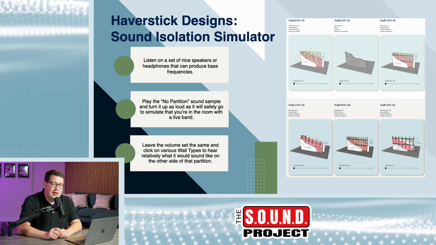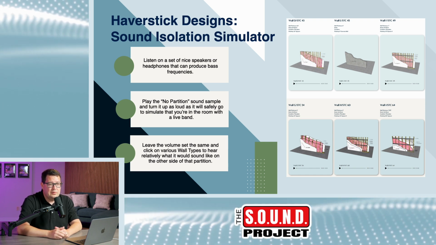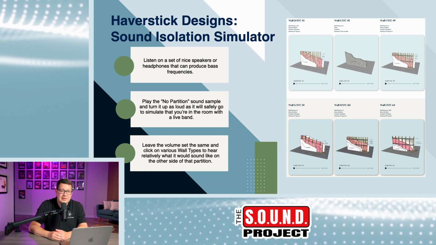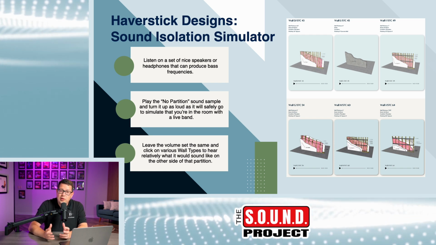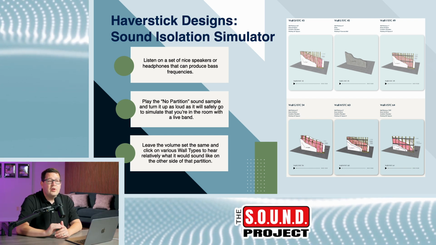And so once you have them set up to your speakers, you turn up the no partition sample, and you click play and turn that up as loud as it'll safely go. You want to simulate as if you're in the room with a live band, so it should be well above 100 decibels. You get that to a point where it feels like you're in the room with the band. It's very harsh and loud, and you leave your volume set the same.